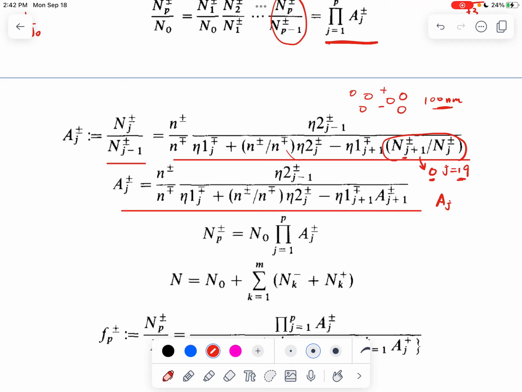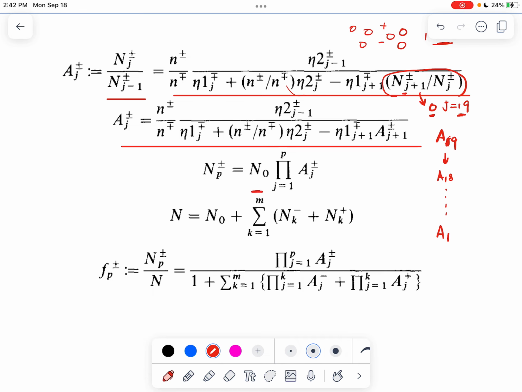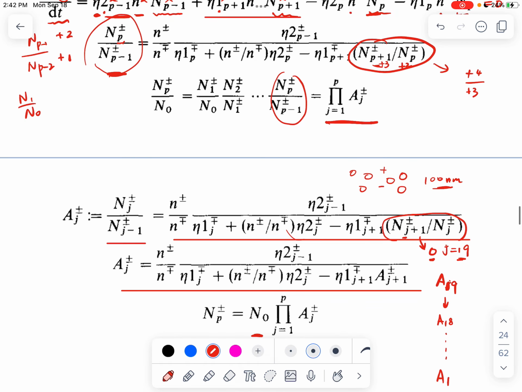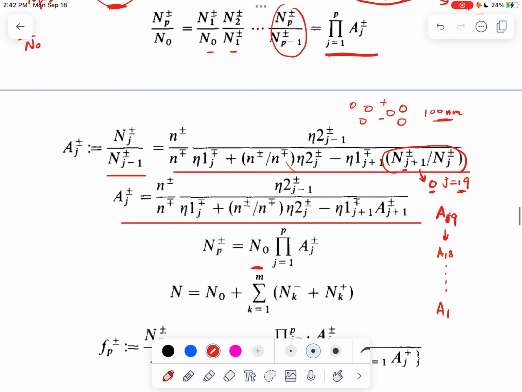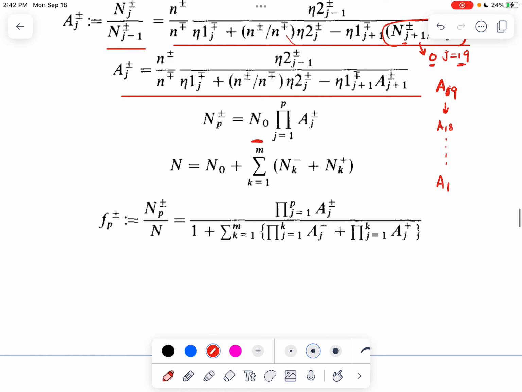The rest of them are known values: the ion concentration and the combination coefficient, these are constants. This means that you can solve for A19, and then you can solve for A18, all the way down to A1. And because of that, you can solve for the concentration of the particles, and basically find out the concentration of particles with any charging state.